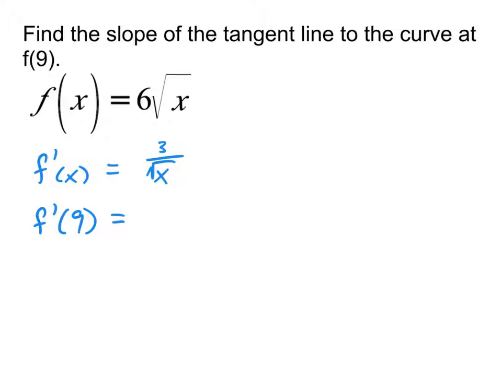All right, so that means I'm going to take the 9, and I'm just going to plug that in for x. Nice, easy math here, right? And so that's going to be 3 over 3, which just equals 1. So we could know that if we graphed this equation at x equals 9, it's going to have a slope of 1 at that point.